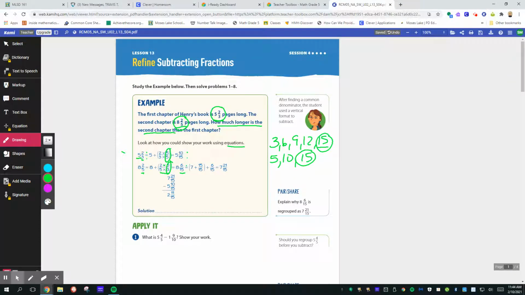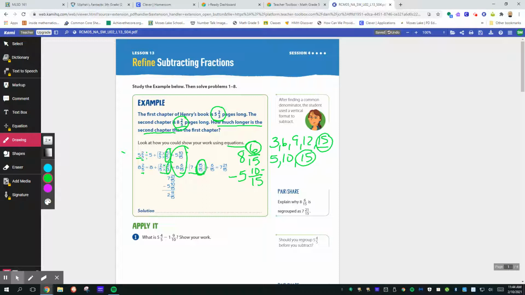So when we put these together, what did they do? Oh, so we get 8 and 6/15 subtract 5 and 10/15. So when we do this, we have an issue because we have 8 and 6/15, and we're subtracting 5 and 10/15. That's a problem because we have 6 here. We can't take 10 away from that. So we're showing us here that they're borrowing a set of 1.